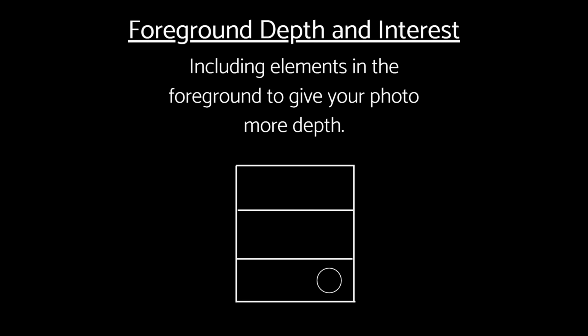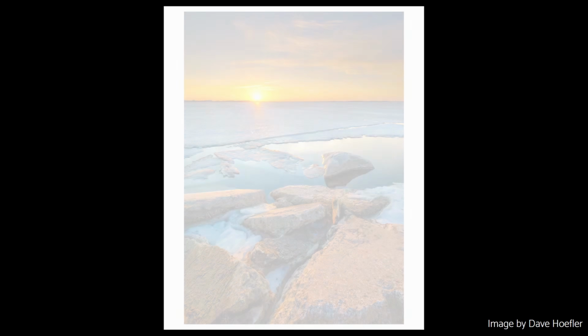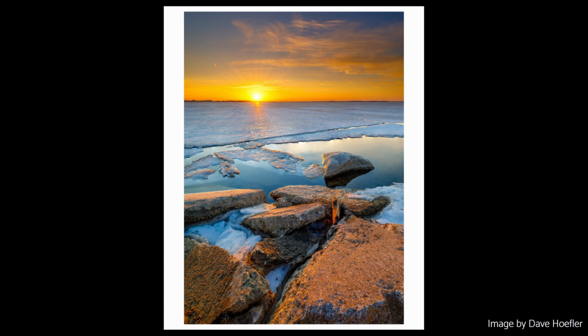Including something like an animal or a person in the foreground can also help draw attention to your subject, as our eyes naturally wander toward movement and color. For example, look at this image by Dave, and its great use of rocks in the foreground to provide depth.